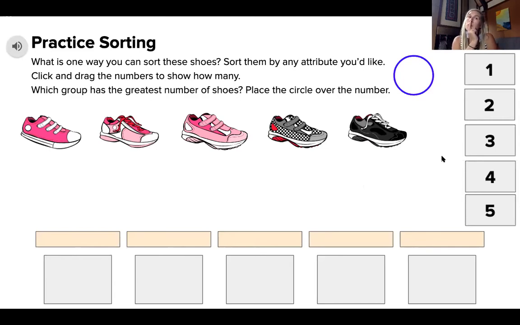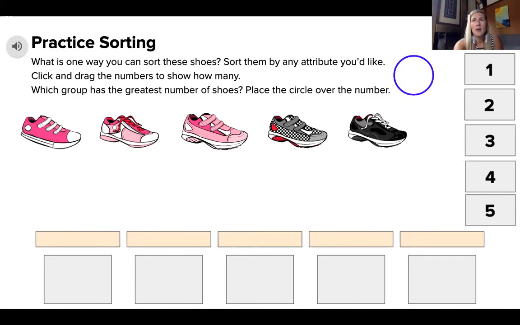What's another way? Ooh, can you think of another way? I just thought of a way. Laces and Velcro. So I'm going to sort all the Velcro. That would be the checkered, the light pink, and the dark pink together. And then the laces as another group over here. Okay, so sorting is putting things into groups that are the same.